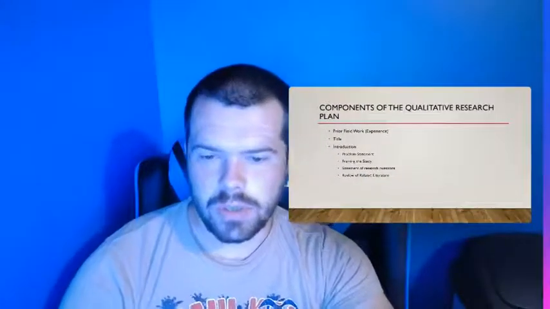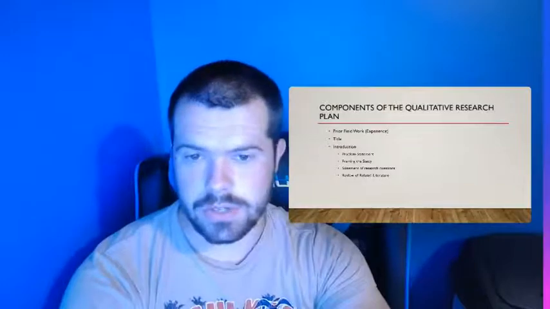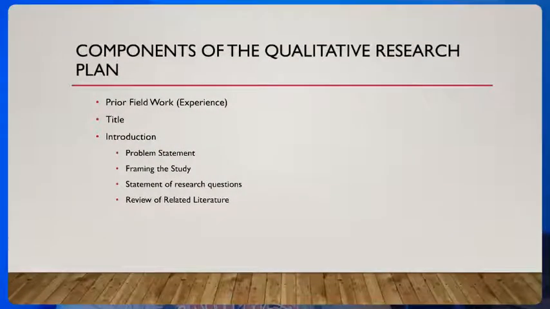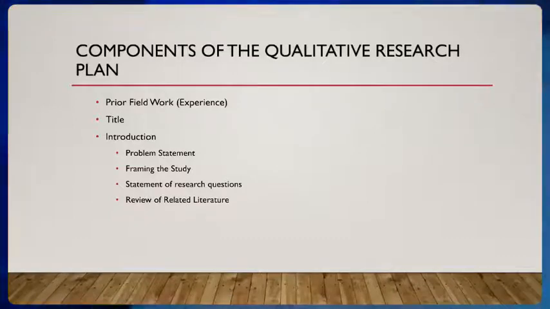Now we're going to jump into the components of a qualitative research plan. A qualitative research plan includes prior field work. So this is your experience. What is your expertise, or what have you done in your past? Then you're going to have a title, and then an introduction, which includes a problem statement, framing the study, statement of research questions, and review of related literature.